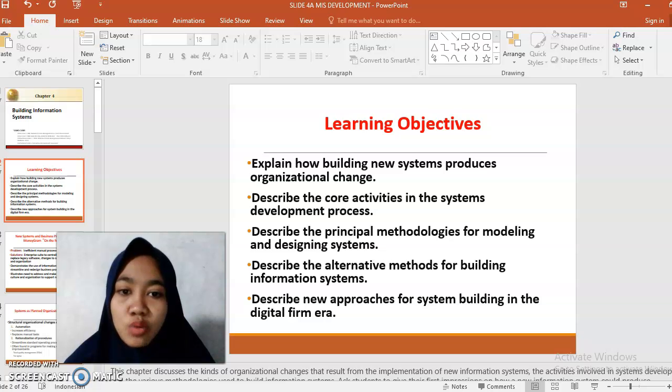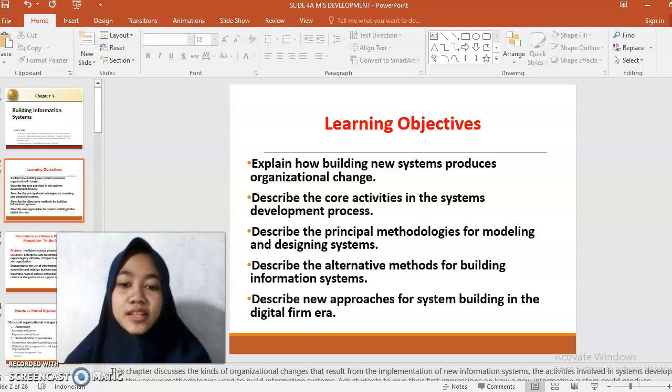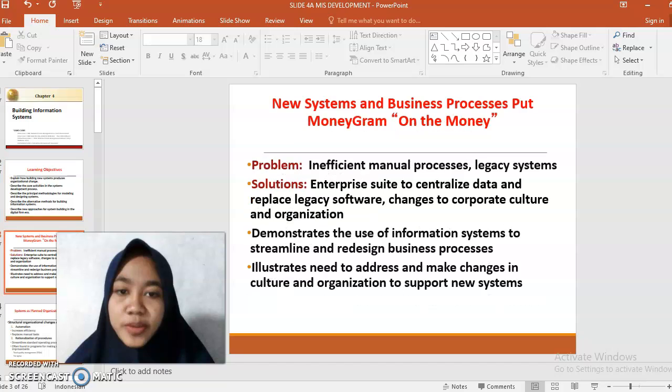Learning objectives: to explain how building a new system produces organizational change; to describe the core activities in the system development process; to describe the principal methodologies for modeling and designing systems; to describe alternative methods for building information systems; and to describe new approaches for system building in the digital firm era.